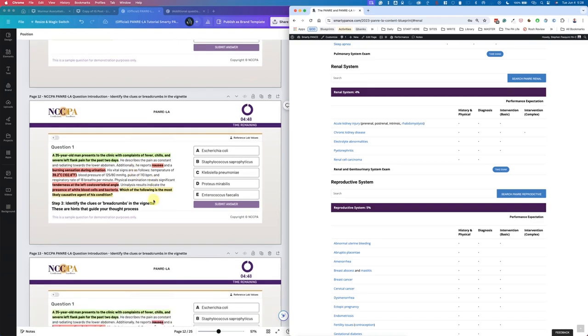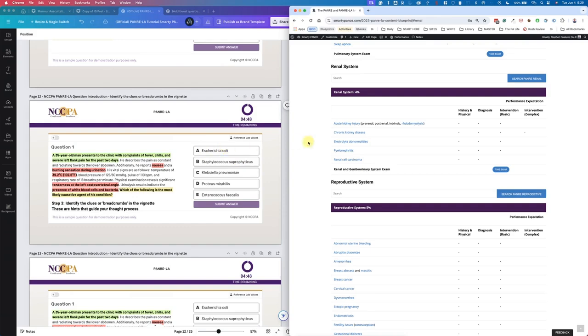His vital signs are as follows. Temperature of 102.6 degrees Fahrenheit, so he's febrile, like they said in that opening sentence. And physical examination reveals tenderness at the left costovertebral angle. That's a good clue, right? Urinalysis results indicate presence of white blood cells and bacteria. And here we are again at the lead-in. Which of the following is the most likely causative agent of this condition? Now, you might already know the answer here, I'm thinking it might be E. coli, right? But maybe you don't.